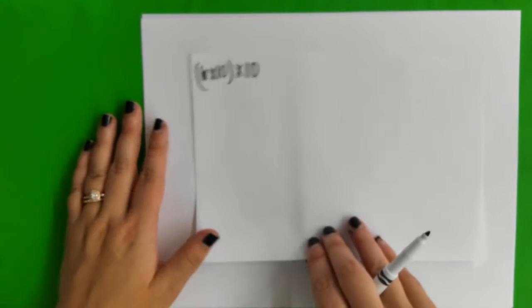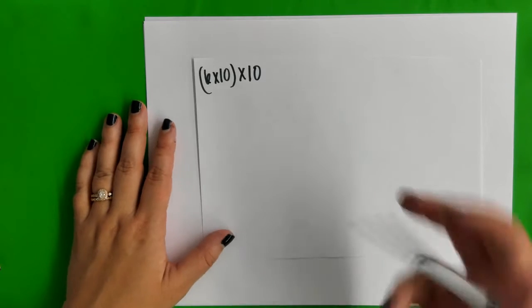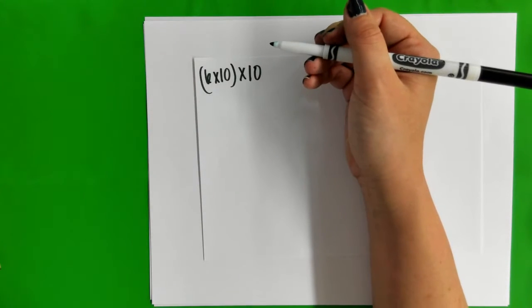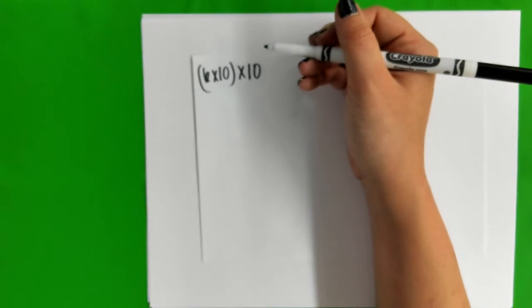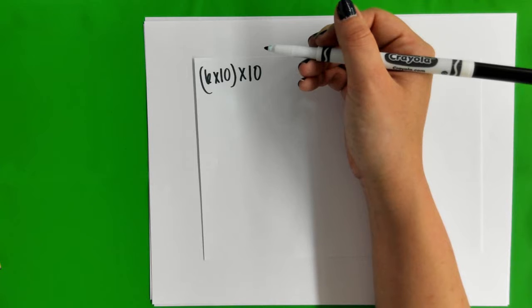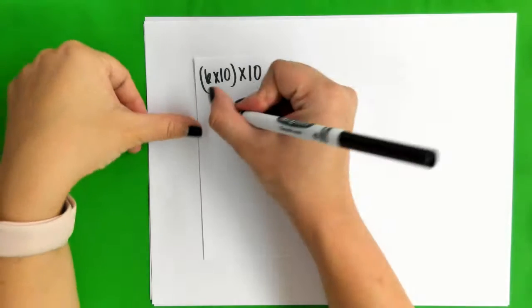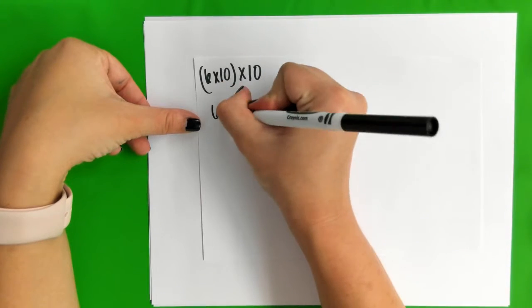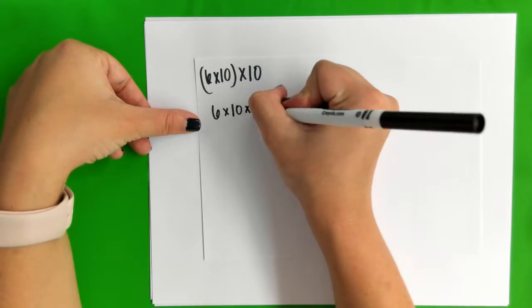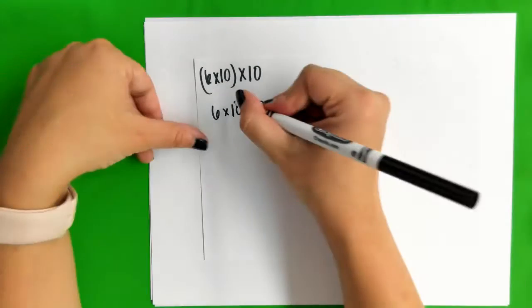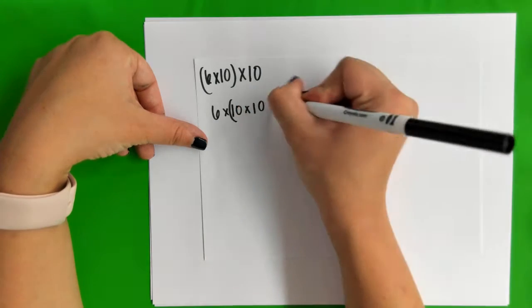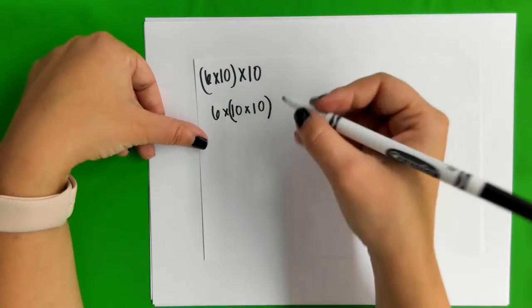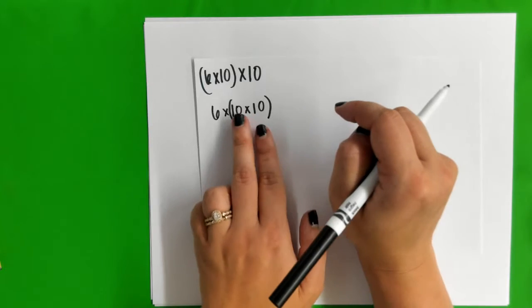Another way that we might see it is with some parentheses. With multiplication, we can move our parentheses around wherever we want to and multiply any numbers first, and we're going to end up with the same answer. So I'm going to rewrite this without the parentheses and pick where I want them to end up.